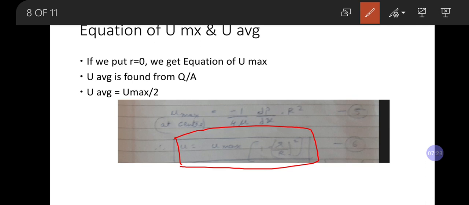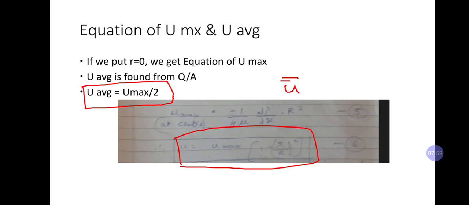Similarly, there is one more velocity. We have seen two velocities, u and u max. So one more velocity is there, which is u average. U average will occur at only one radius. That radius we will have to find out, but there is one relationship between u average and u max: u average is equal to u max upon 2, or half of u max is equal to u average. U average is generally represented by u bar. So now we have seen three types of velocities: u bar, that is u average, u max, and only u.